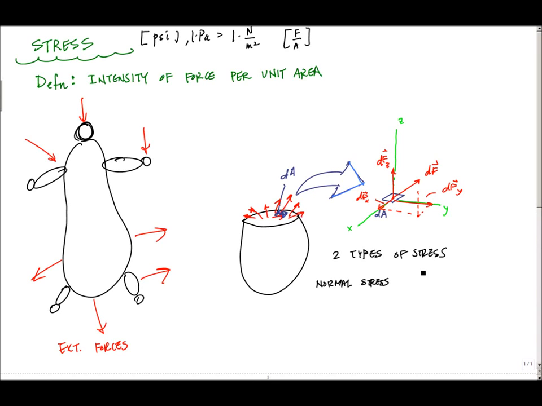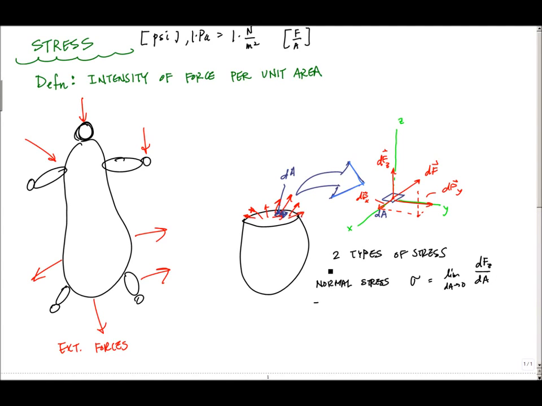Here, we use the symbol sigma for normal stress, any normal stress. In this case, using calculus convention, as dA goes to 0, the limit is dFz divided by dA. This normal force over the area right here.